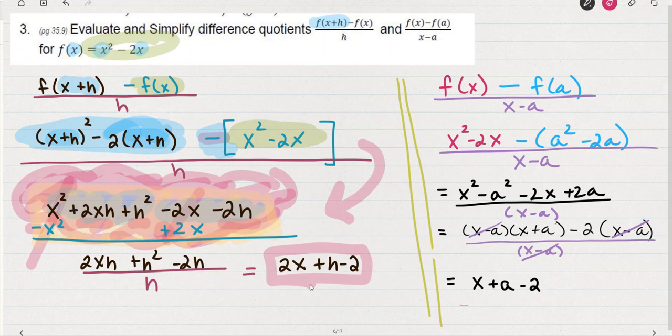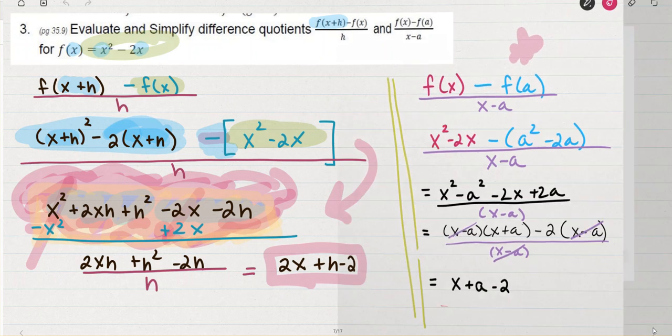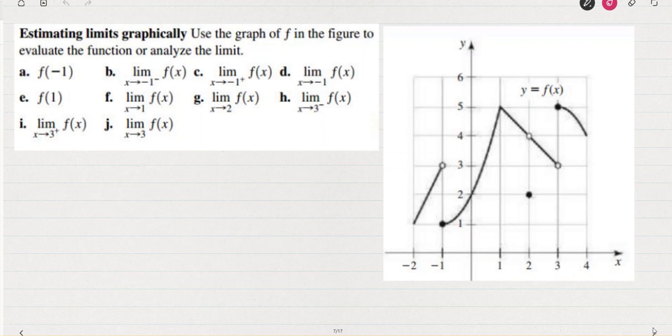You could do something very similar with f of x minus f of a. I've got all the steps written here. If you want to pause the video to look at that more closely, you can. Feel free to reach out to me if you do need help with that algebra. I'm happy to help further.